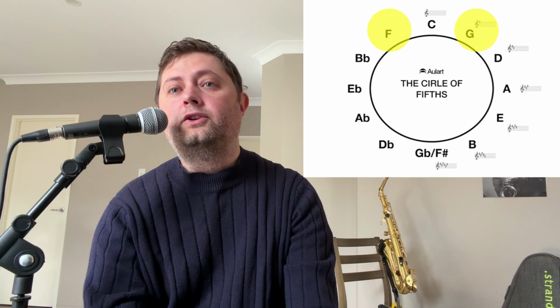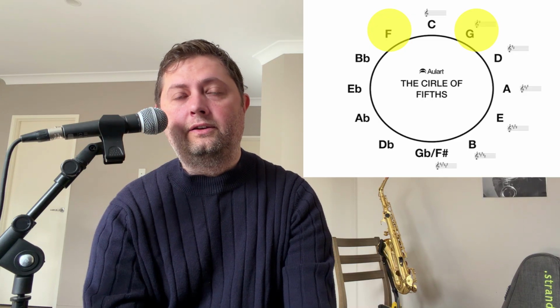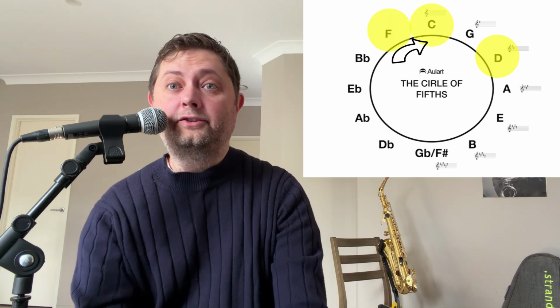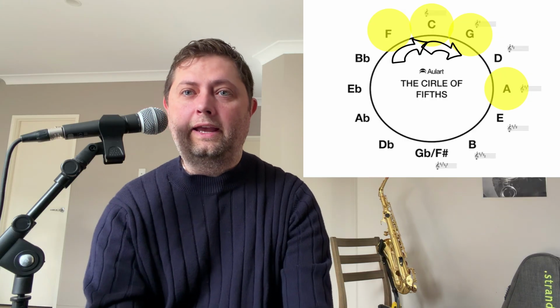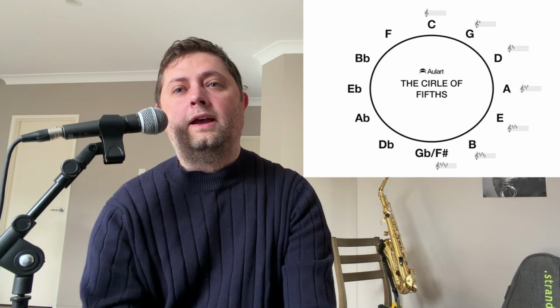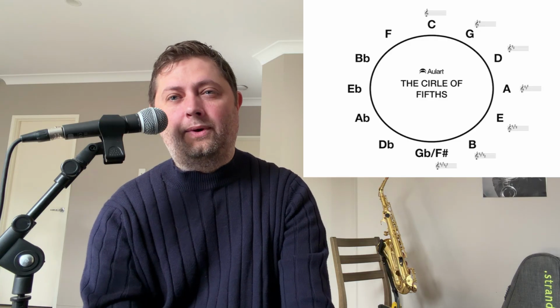So G has one sharp, which is F. Straight away, we can now rotate around the circle, following along. D has two sharps, F and C. A has three sharps, F, C, G. E has four sharps, F, C, G, D, and so forth. I thought that's a really cool and easy way to remember it.